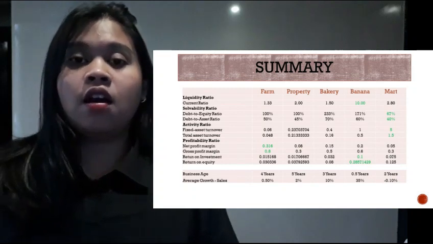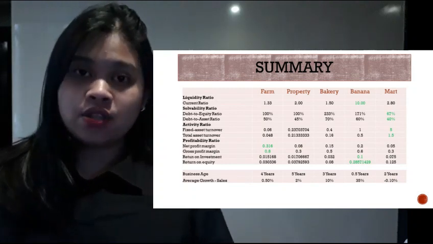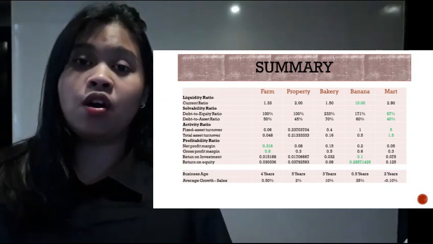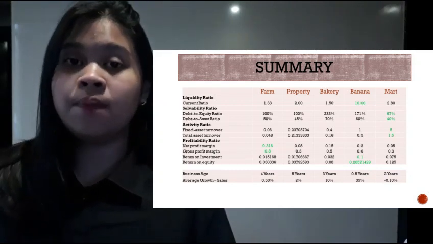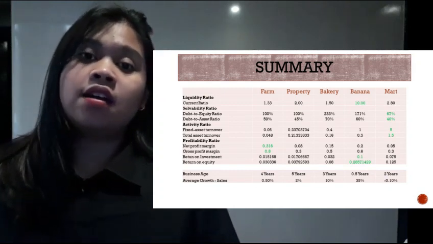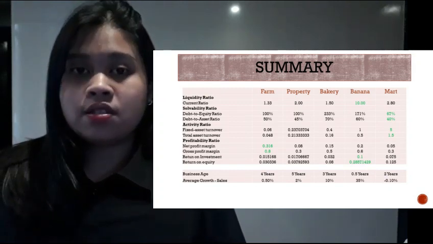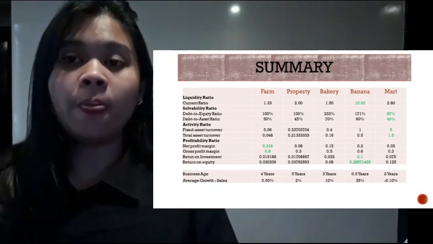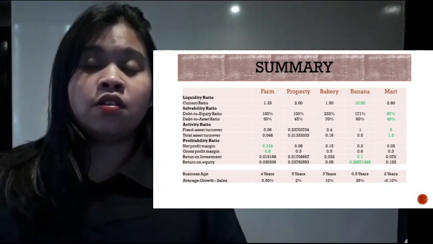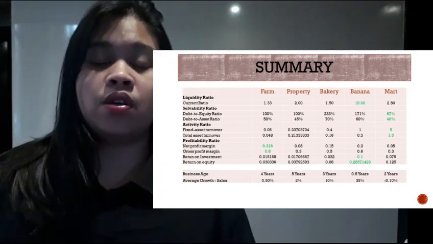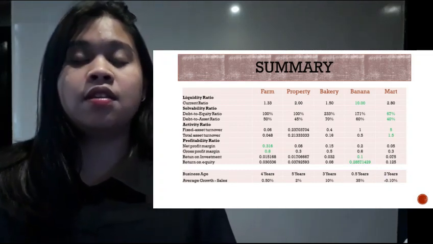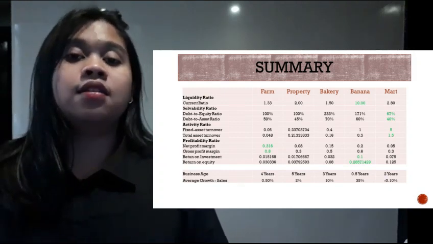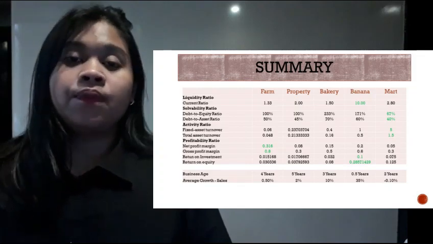And I think for us, the consultants, it will be great for the company to increase the usage of their assets and investment, because as we can see, the return on equity and the return on investment ratios don't exceed 100%, which means the company didn't efficiently use their investment, in this case assets, and their equity.